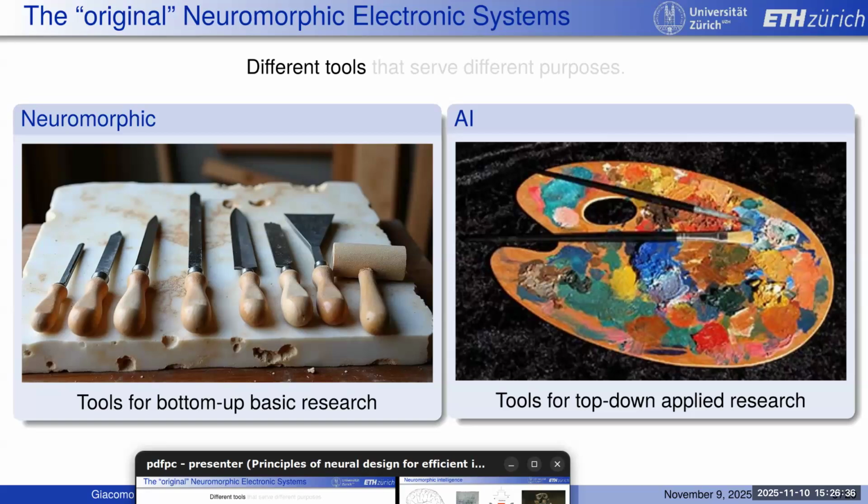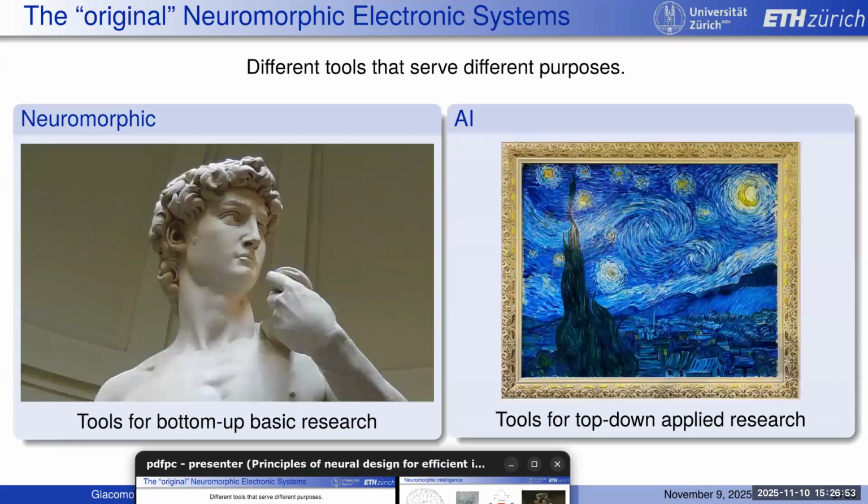Whereas typically, not always, but typically the standard AI workloads are top down. Like, I want to solve a problem, so I'm going to train a neural network to solve the problem. And then if it works well, then I can even make money out of it. I can even sell it. So typically they are serving different purposes: old school neuromorphic is really useful for basic research, whereas the standard AI approaches are very, very useful and powerful for more applied types of research.